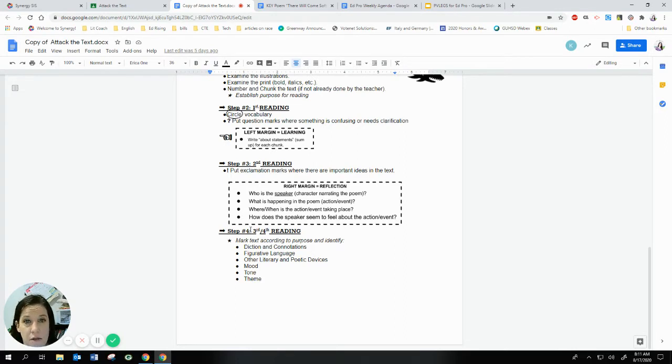And an author can switch. They can maybe start positive and then move to negative, and just make note of that in this part. How does the speaker feel? Okay. At that same time, you're looking for things like poetic devices, figurative language, the mood, the tone, the theme. All of those also happen after the second, or if you need to, a third read.